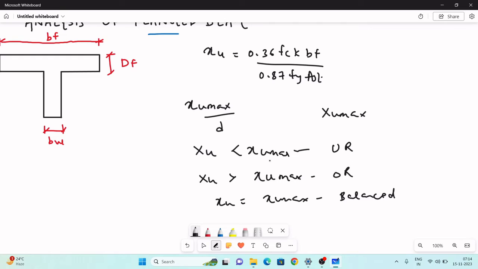Okay, if XU is less than XU max, you can use the value of XU. If XU is greater than XU max, you cannot use the value of XU. See, XU max indicates the maximum depth of neutral axis. Above it, it cannot be used in the design or in the analysis problem. Okay.